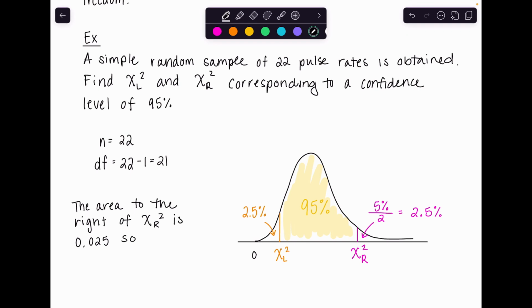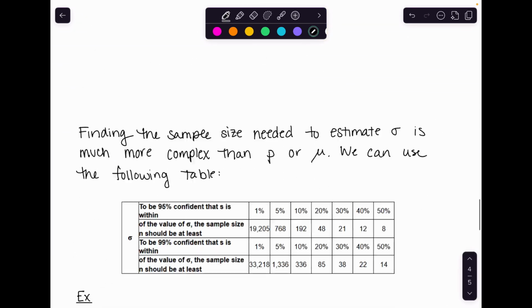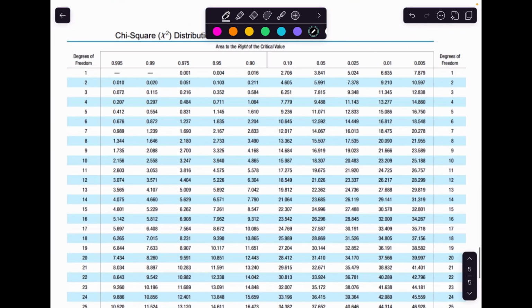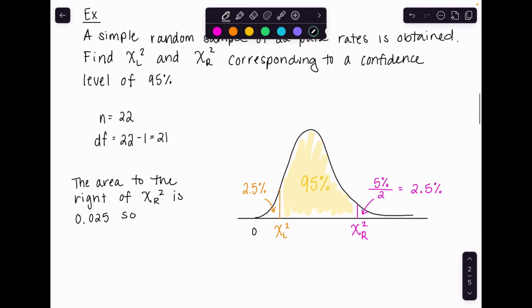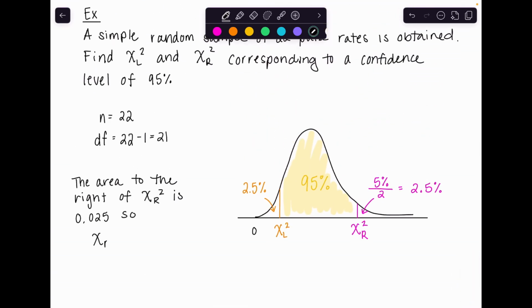So if I go to my chart, I have 21 degrees of freedom, which is going to be this row right here. And my area to the right should be 2.5%. So if I go down to 21 degrees of freedom, that tells me this critical value is 35.479.